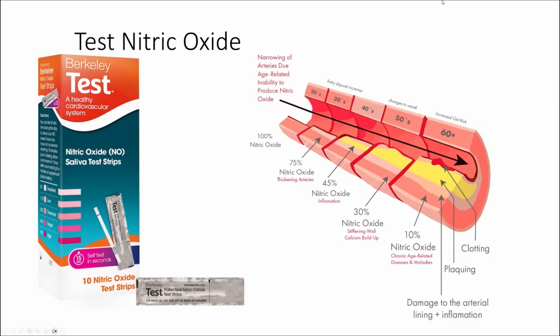So with nitric oxide levels going down, you're going to get arterial thickening. You're going to be more likely to get fatty deposits. You're going to get inflammation. You're going to get changes in vessels. You're going to get stiffening of the wall and calcium deposit buildups. You're going to get chronic age-related disease and maladies with the decrease in nitric oxide. And then ultimately you'll get plaquing and clotting. And so this is why you see so many people with so many vascular issues. And these vascular issues, if they die from a heart attack in their 50s or 60s or 70s, it's probably starting in their 20s and 30s with low nitric oxide.